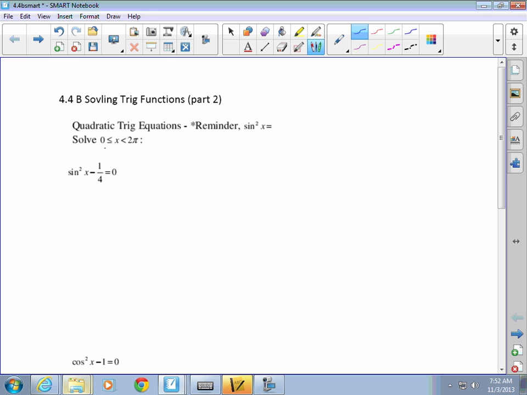So just one thing to remember when you're working with trig functions, sine squared x, and this works for cos, tan, and the reciprocal functions too, is the same thing as if we would write sine x all squared, which is the same as sine x squared. Okay, so they're interchangeable. If you were to plug in a value into the x, you would get the exact same solution.